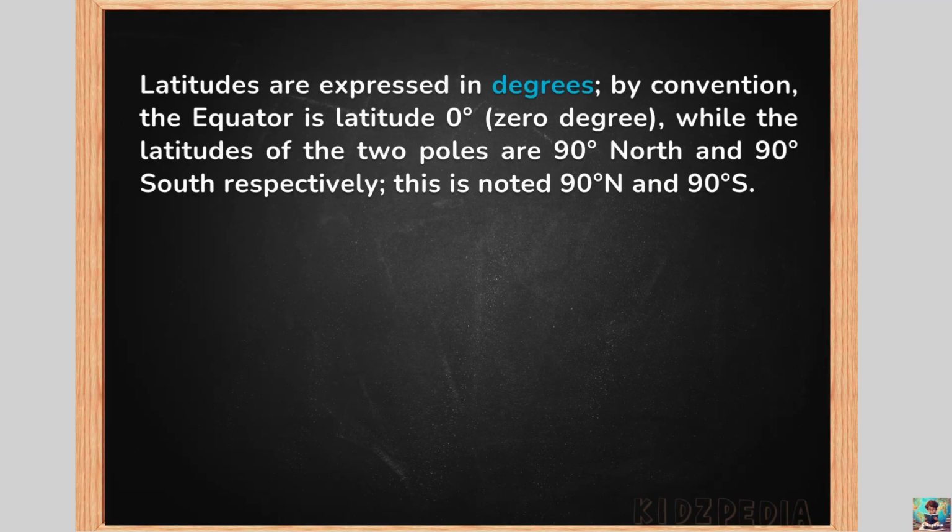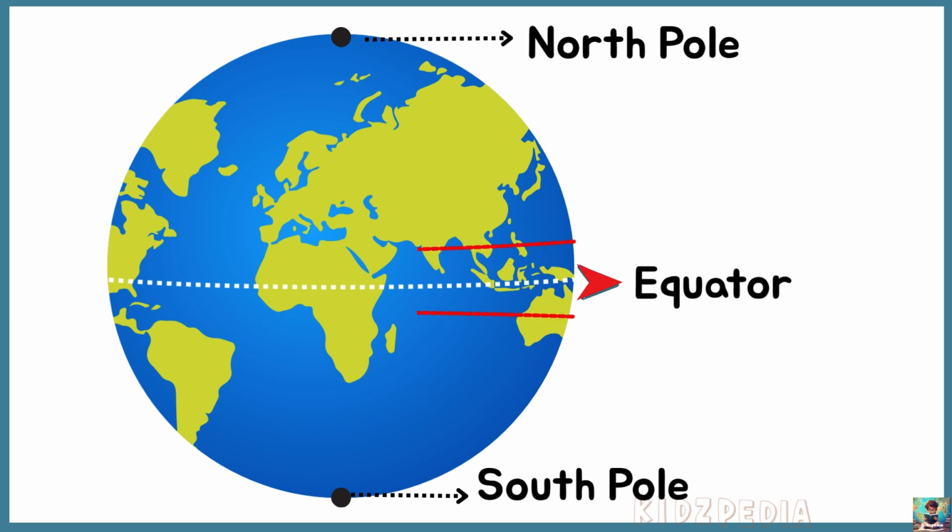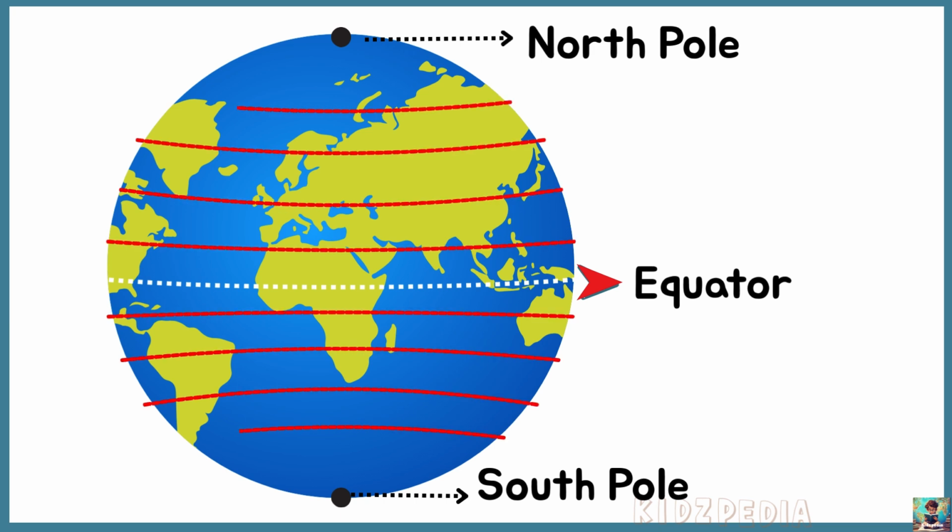Latitudes are expressed in degrees by convention. The equator is latitude 0 degree, while the latitudes of the two poles are 90 degrees north and 90 degrees south respectively. This is noted 90 degrees N and 90 degrees S. So latitudes are measured in degrees.